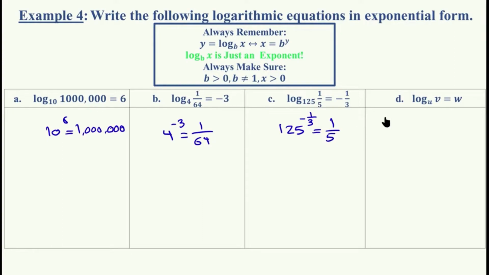So this one is an example to make sure you're not getting attached to these letters. So you should be able to convert this now, because you know where everything should go. So you know that u is the base, so that's going to be the base of the exponential equation as well. And w, which is the entire log, is going to become the exponent. And of course, the entire power is going to be the argument. And that's how we do these conversions.